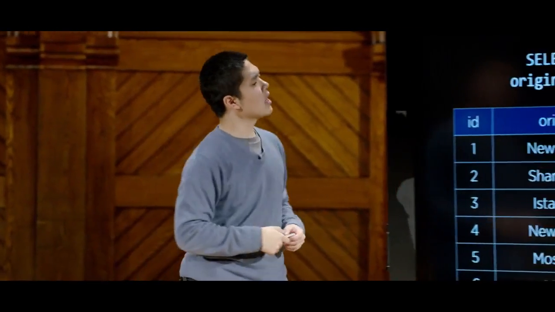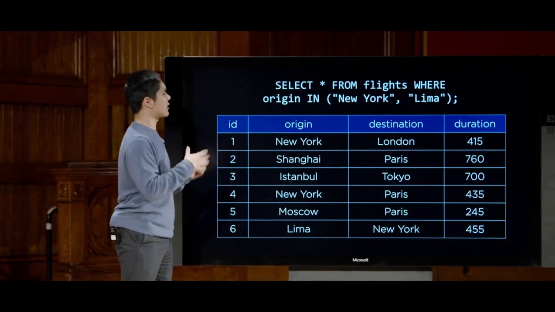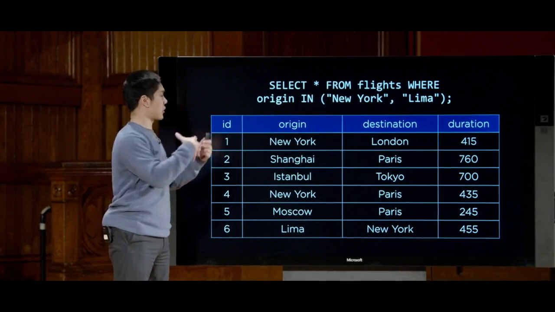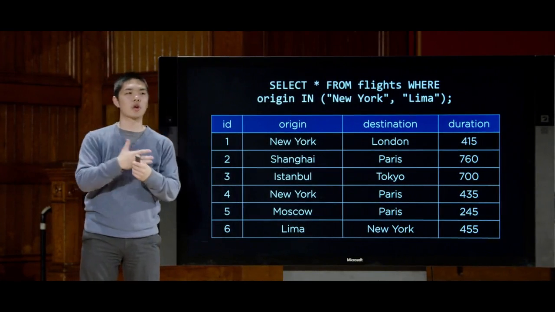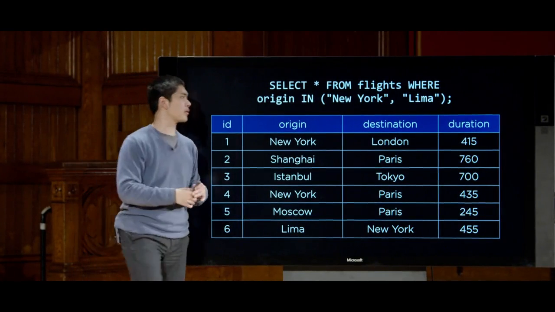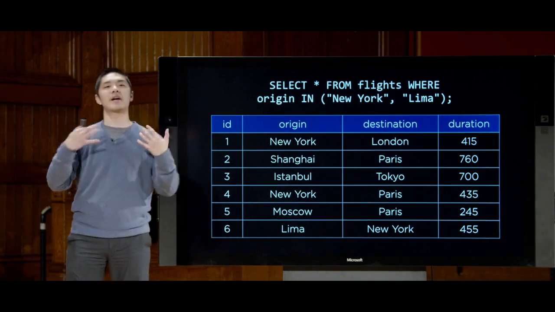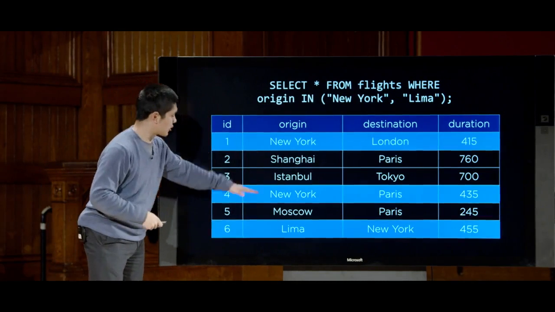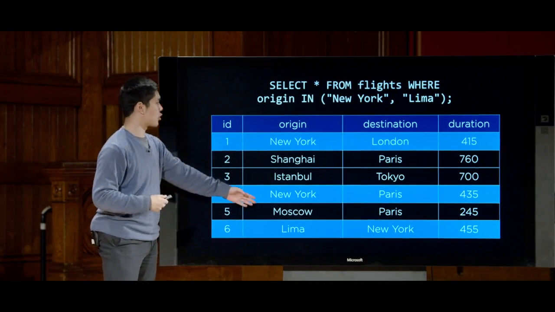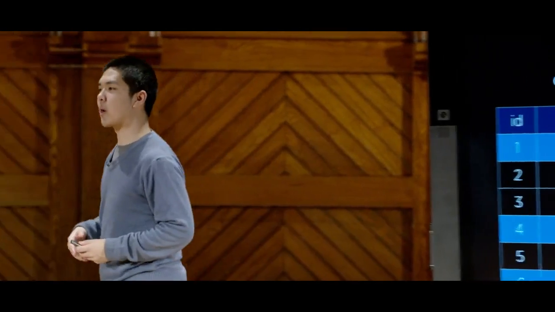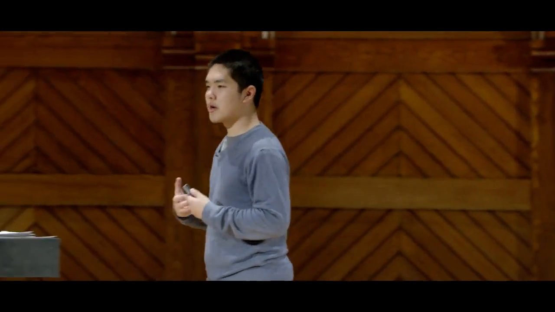So I can say something like SELECT * FROM flights WHERE origin IN (New York, Lima), to say check if the origin is in this sequence of possible values, the sequence of New York and Lima. As long as it is one of those two, then I want the results to come back. And so then you'll get back rows that have an origin of New York, rows that have an origin of Lima as well.